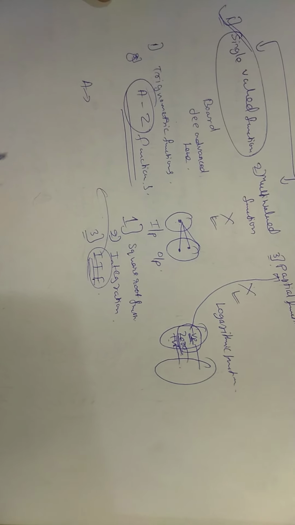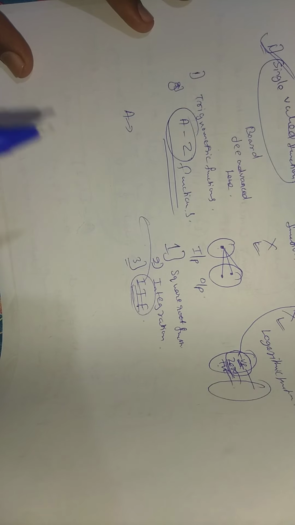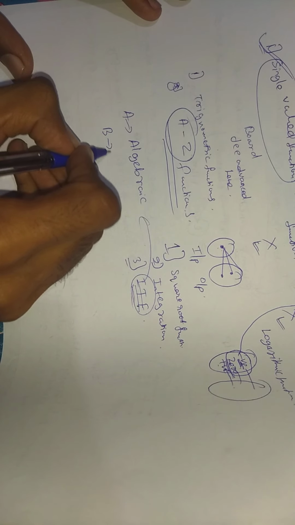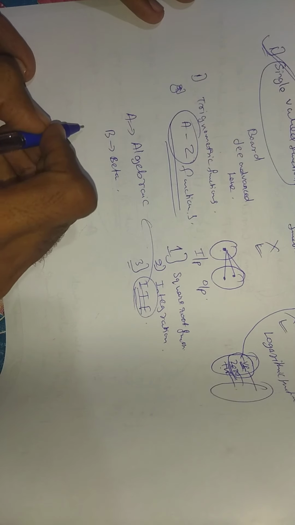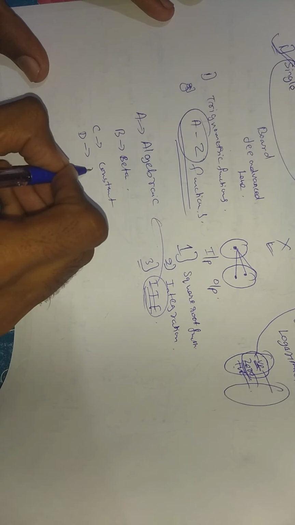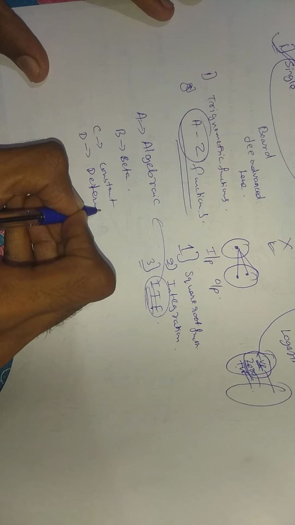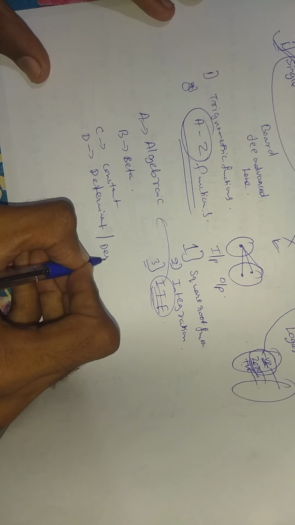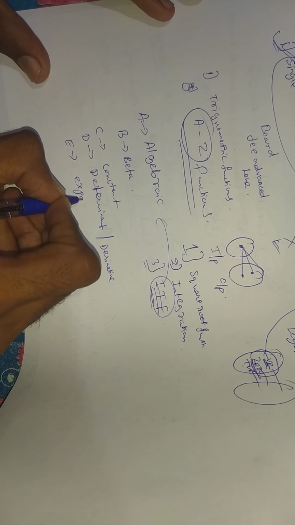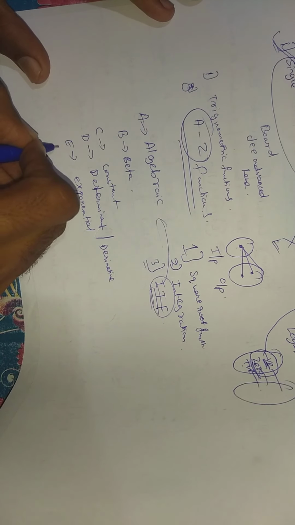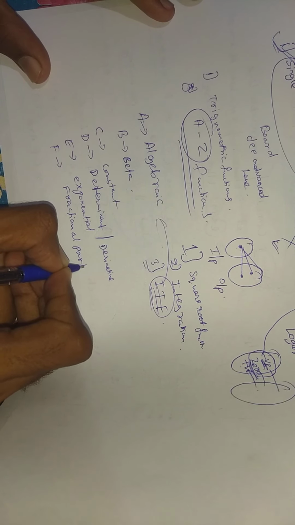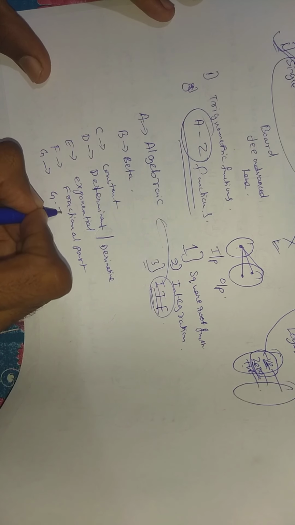Now coming to single valued functions: A for algebraic function, B for beta function, C for constant function, D for determinant, derivative, E for exponential, F for fractional part function, G for greatest integer function.